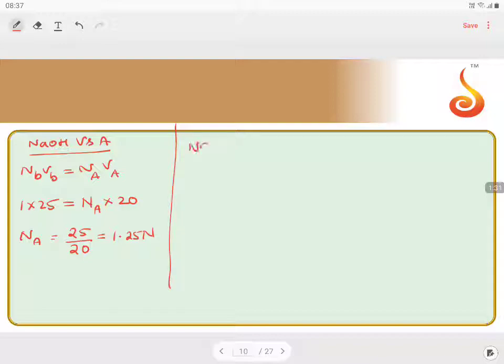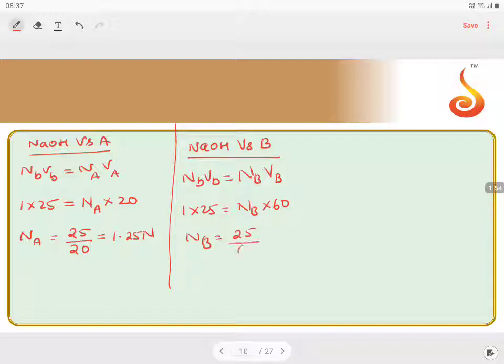Coming to NaOH versus B. N_B V_B equals N capital B into V capital B. So this is again 1 into 25, no change in this. But here the normality of B into 60 ml consumed this time. Knowing this, the normality of B equals 25 by 60, so 5 5s, 5 12s, and the answer comes to be 0.416. Okay, the normality of acid B has come.